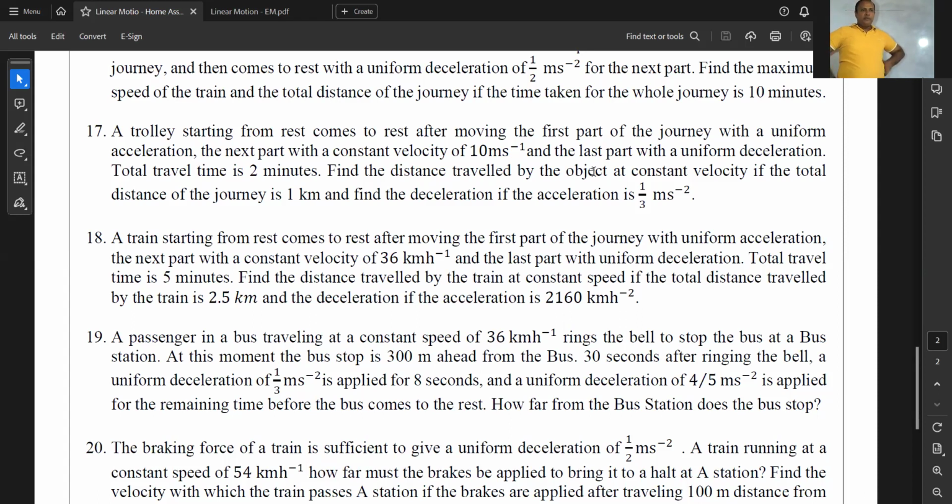Okay, question number 18. A train starts from rest and comes to rest after moving the first part of the journey with uniform acceleration, the next part with a constant velocity of 36 km per hour, and the last part with uniform deceleration. Total travel time is 5 minutes. Find the distance traveled by the train at constant speed if the total distance.